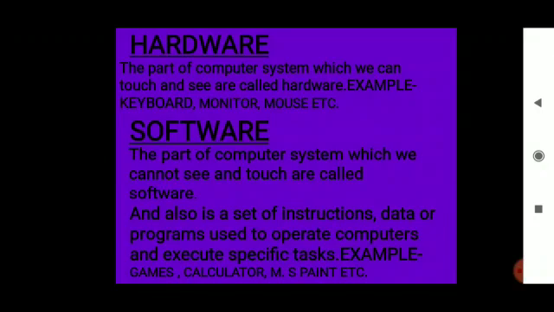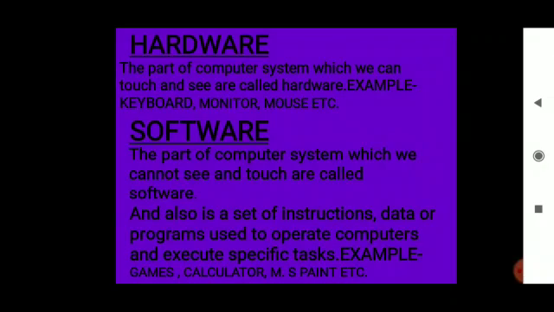Now the second one, what is software? The part of the computer system which we cannot see and touch. Hardware is what we can see and touch, and software is what we cannot see and touch. Software is also a set of instructions, a program, used to operate the system and execute specific tasks and different types of programs. Example: games, calculator, MS Paint, etc.